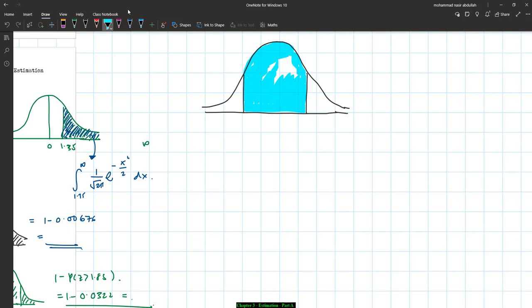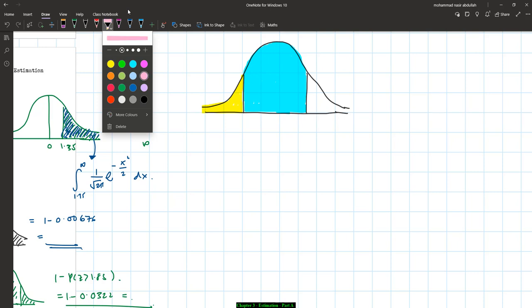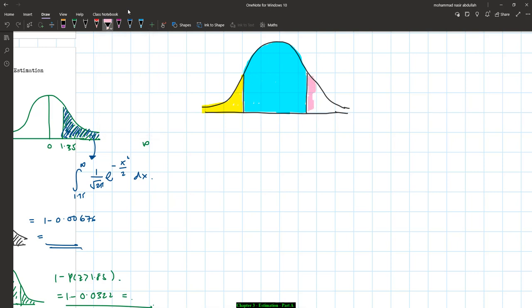So I think you need to have a pencil color as well, to color your distribution. So make it interesting. Next, I'm going to use this color. To illustrate, let's say we have three parts here. This part we call Q. This is P, Q and R. Right? And of course this is a standard normal, from zero, negative infinity to infinity.